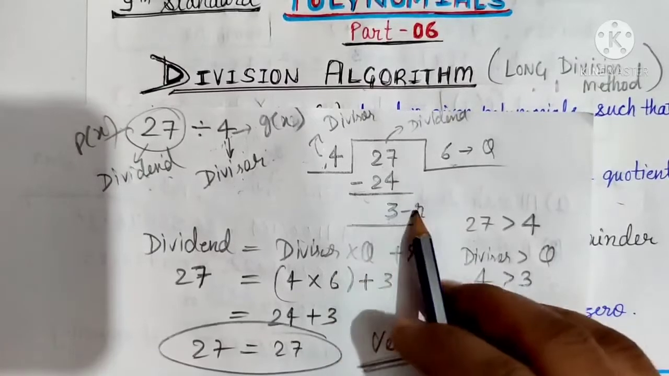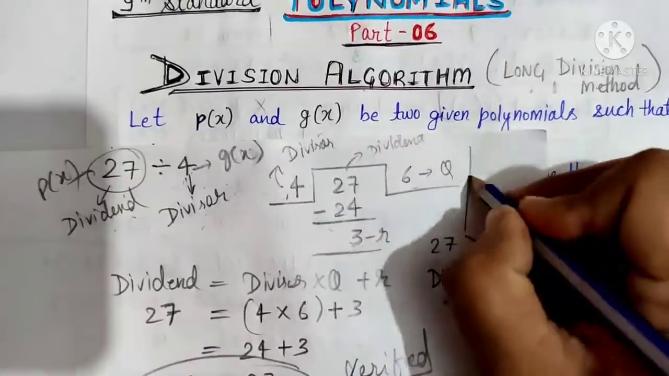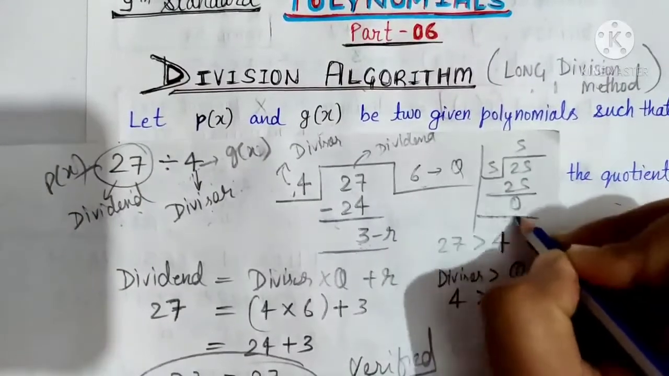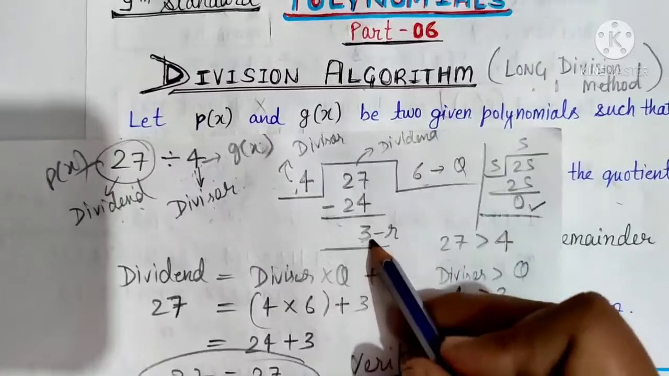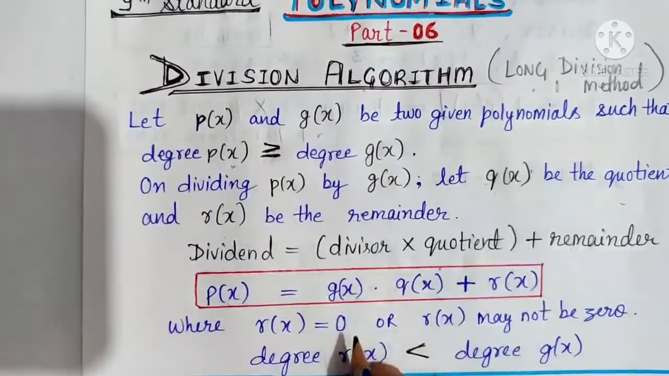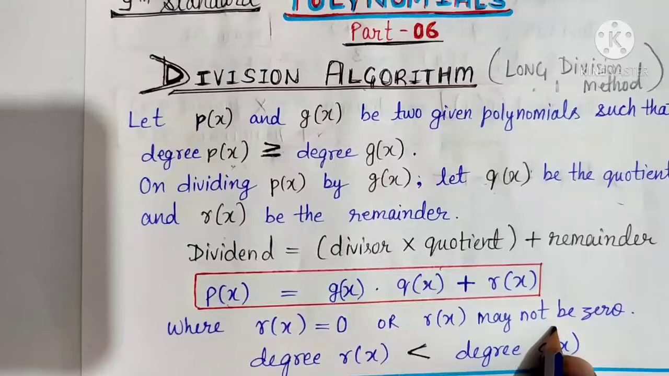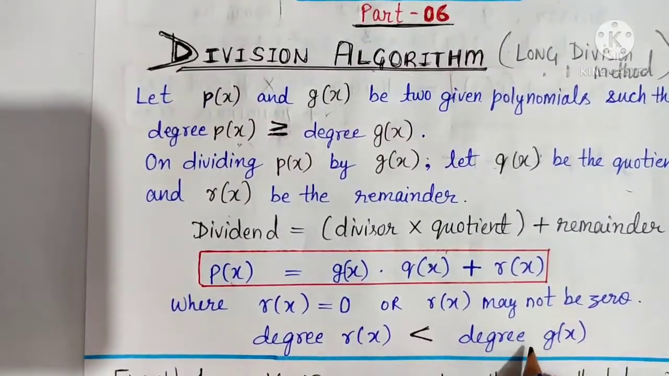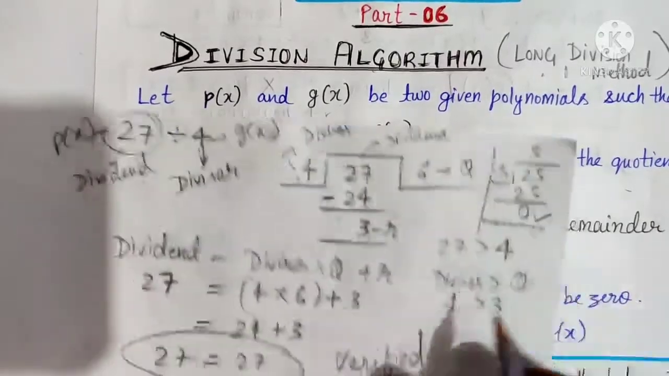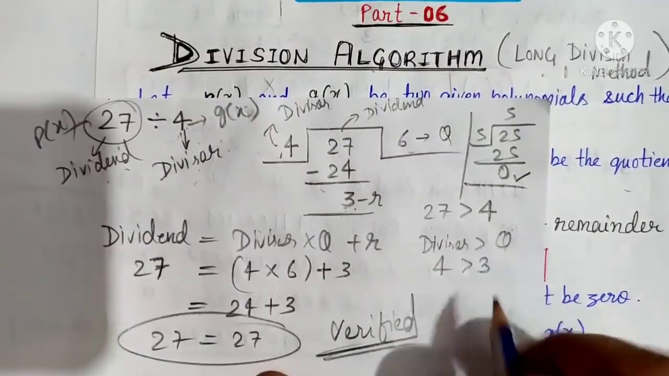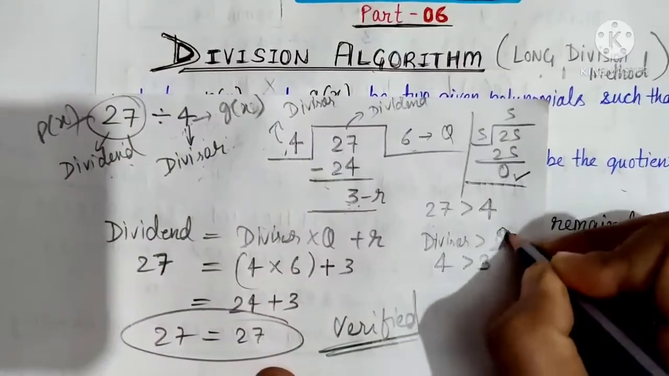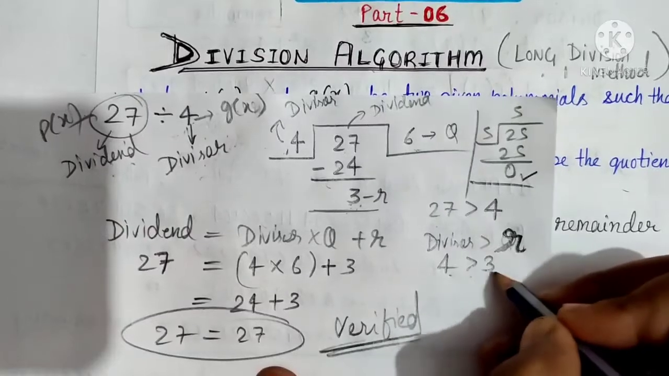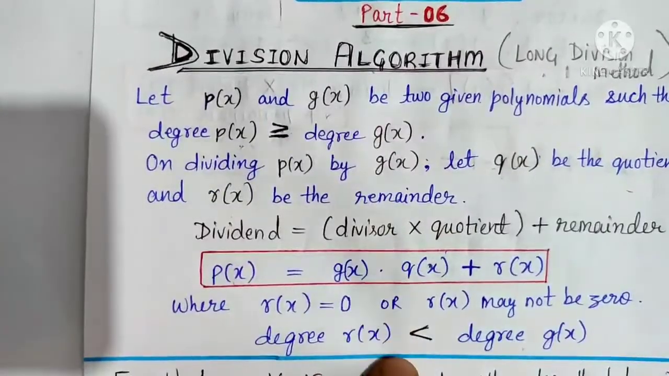Sometimes it can cut fully, sometimes it can't. Like suppose we have to divide 25 by 5. So 5 fives are 25, and the remainder left is 0. Sometimes the remainder can be 0, sometimes it cannot. But the degree of r(x), the remainder, should be less than that of g(x), the divisor. The divisor should be greater than the remainder. You can see here the divisor is 4, which is greater than the remainder, and we should do the same here also.